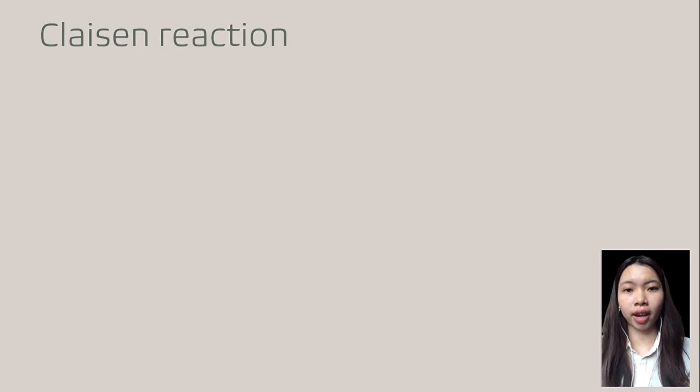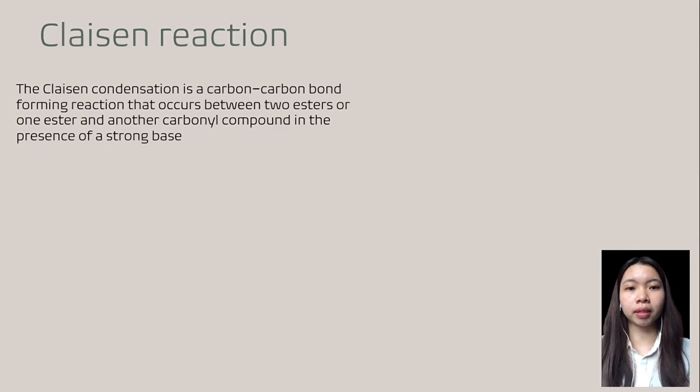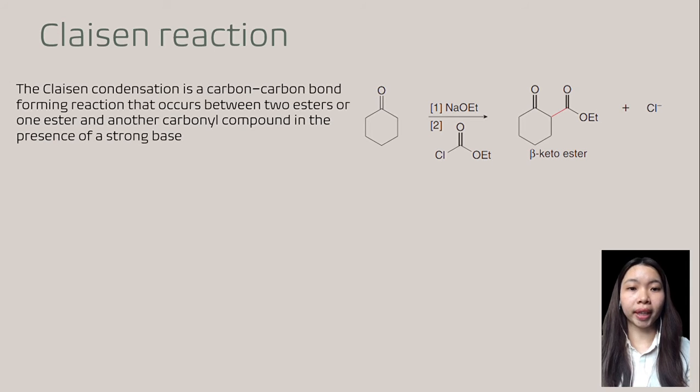The second reaction that I'm going to emphasize is the Claisen reaction. The Claisen condensation is a carbon-carbon bond-forming reaction that occurs between two esters or one ester and another carbonyl compound in the presence of a strong base, resulting in a beta-keto ester or beta-diketone ester.